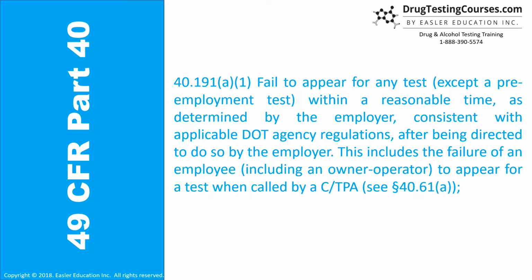40.191(a)(1). Fail to appear for any test except a pre-employment test within a reasonable time as determined by the employer, consistent with applicable DOT agency regulations, after being directed to do so by the employer. This includes the failure of an employee, including an owner-operator, to appear for a test when called by a C/TPA. See Section 40.61(a).